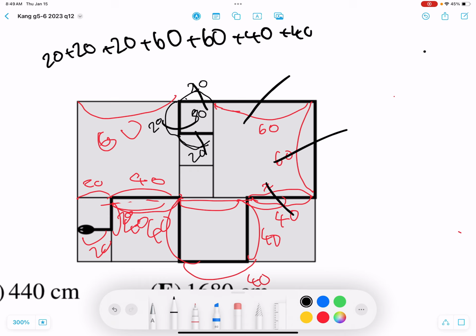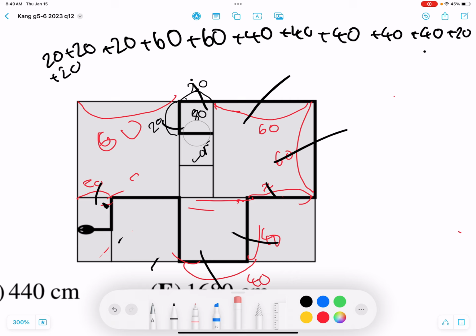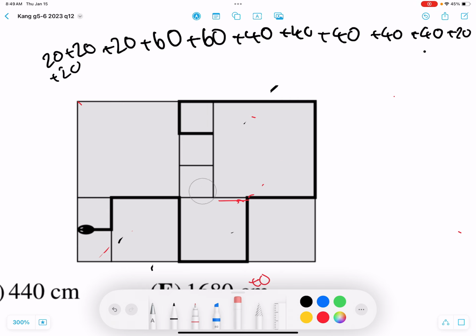40 plus 40 plus 40 plus 40 here, then plus 20 and plus 20, like here, okay? There. Now we got it. Let me clean all of this up, okay? So we just need to add all of this, and then we'll get the answer.